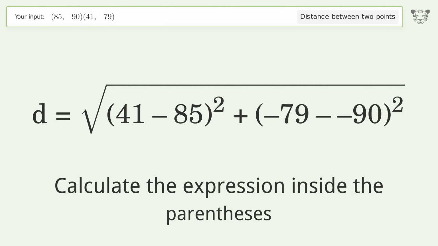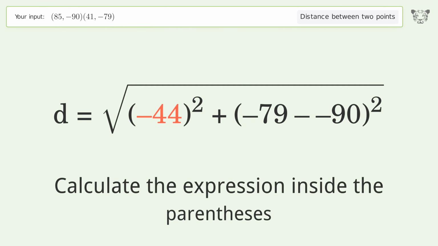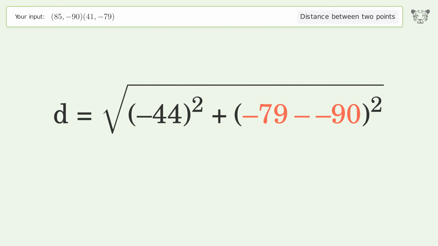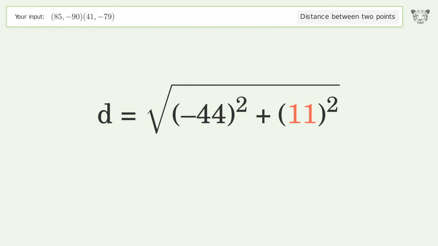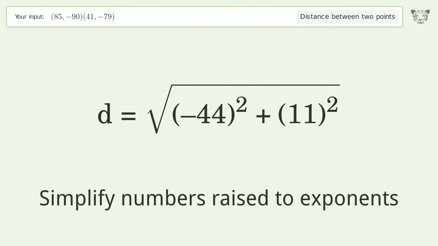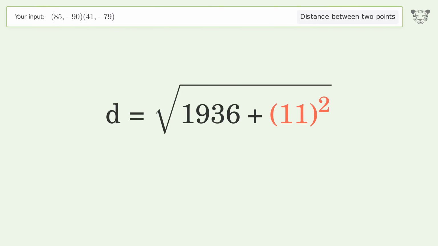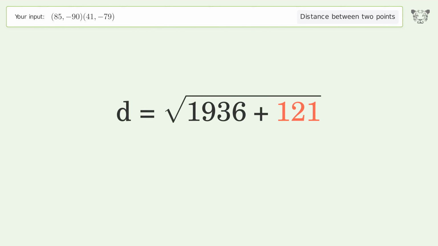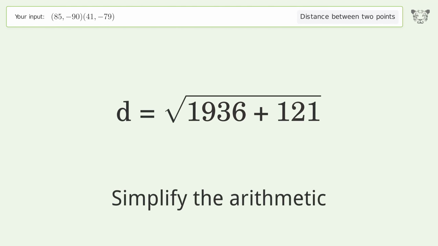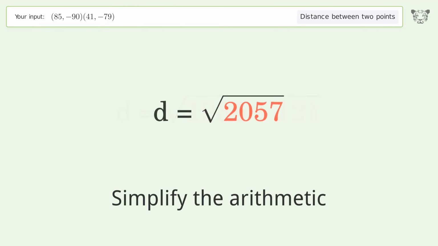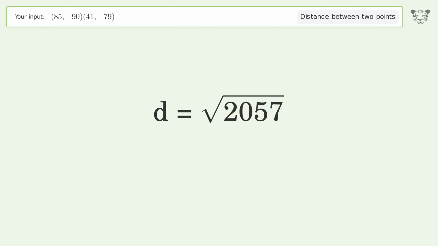Calculate the expression inside the parentheses. Simplify numbers raised to exponents. Simplify the arithmetic. And so the distance between the 2 points is the square root of 2057 or 45.354.